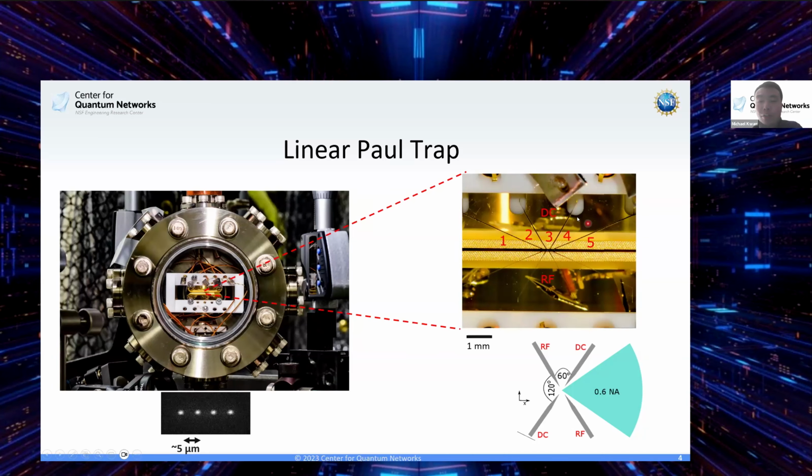You'll see in the magnified image on the right that the DC electrodes are 5 segmented blades. In the side view, you'll see that another set of DC electrodes are hidden in that view behind, so if you're looking at the 0.6 NA direction, behind the set of RF electrodes, and so diagonally across. Segmented electrodes help us tailor the depth of the potential well and how closely spaced we want the ions. This trap is called the linear Paul trap because ions are trapped in a linear chain.